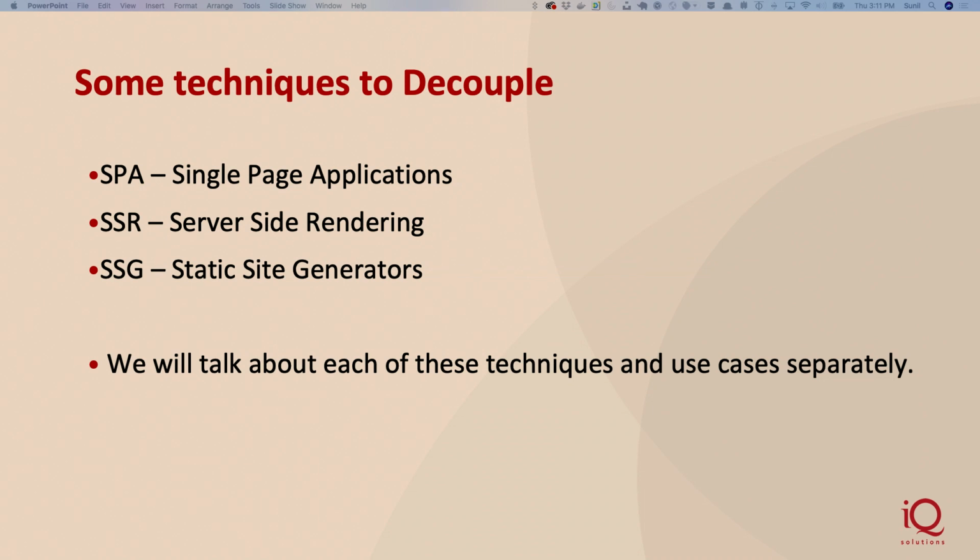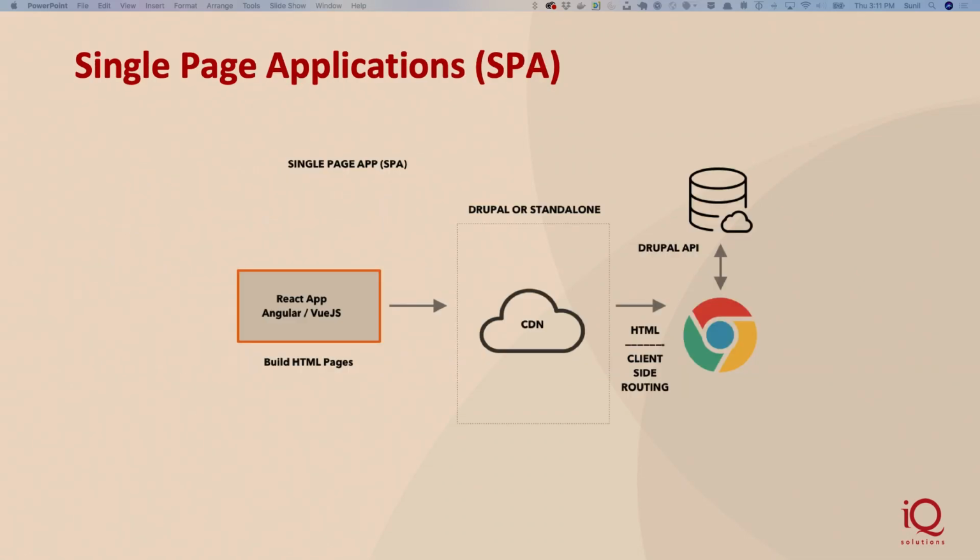Some more terms I'm going to throw out are single-page applications, server-side rendering, and static site generators. These are the three big areas where decoupling is happening. A single-page application is essentially where you're building an application, building all the HTML, and putting it within Drupal, within a page, or it could be on a CDN or standalone someplace. The HTML and JavaScript, everything is rendered in the browser, and the browser takes over at that point. The browser is talking to your API directly, so all the routing is happening on the front end. This is the most common form of decoupling: you're building applications that talk to your Drupal API directly, and they're living on your Drupal site.